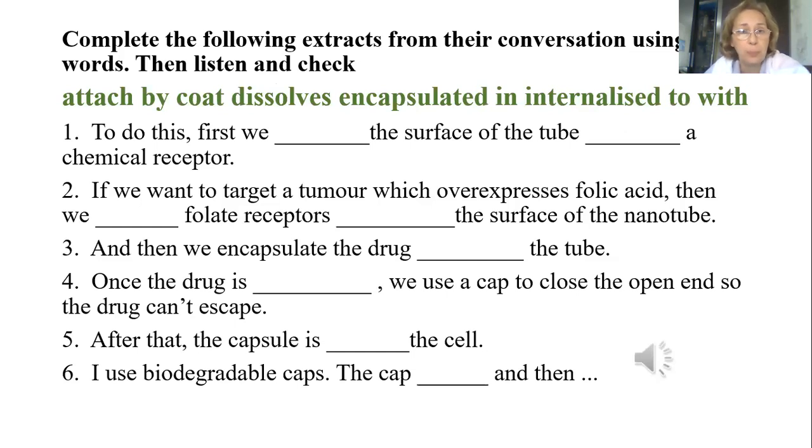So we have to complete the following extracts from their conversations using the words which are given in green here. Attach, by, coat, dissolves, encapsulated, in, internalized, to, with. You can see that there are several prepositions and verbs. So, Duman, what do you think? A minute and a half left. At least one sentence, Duman.